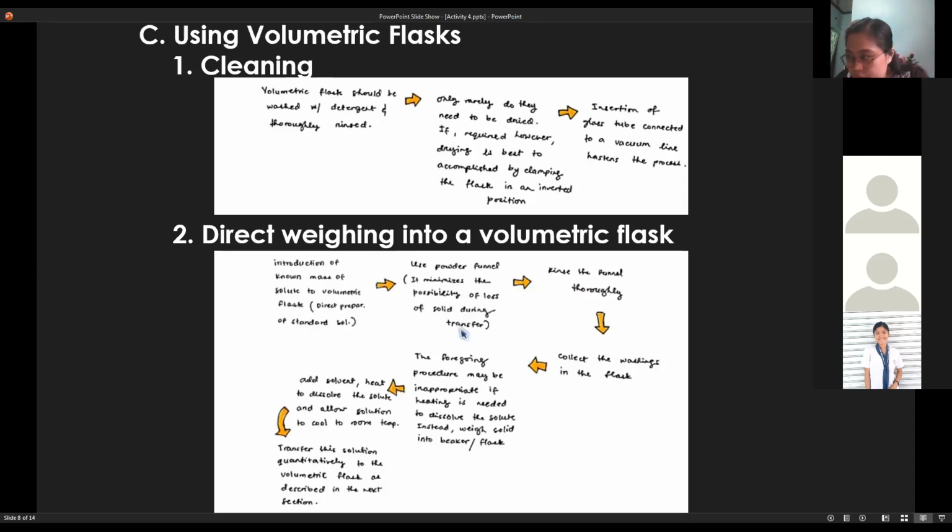The foregoing procedure may be appropriate if heating is needed to dissolve the solute. Instead, weigh the solute in a beaker or a flask. Then add solvent, heat to dissolve the solute, and allow the solution to cool to room temperature. Then transfer the solution to the volumetric flask as described in the next section.